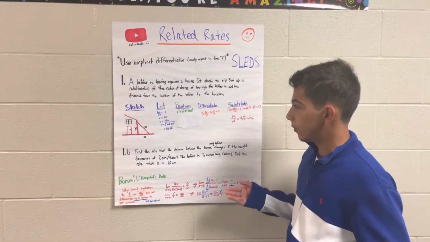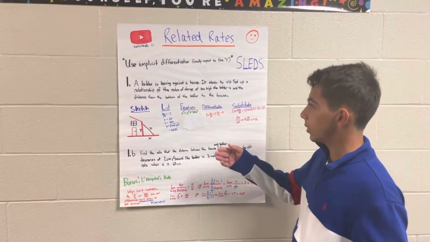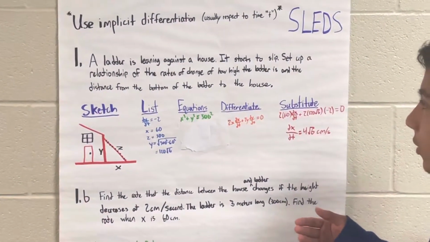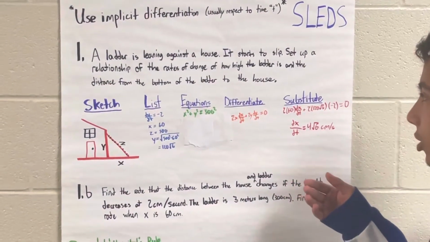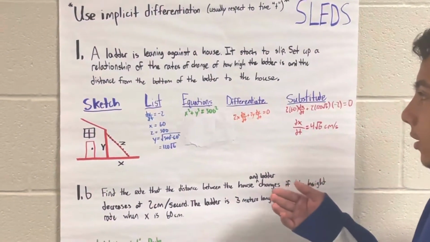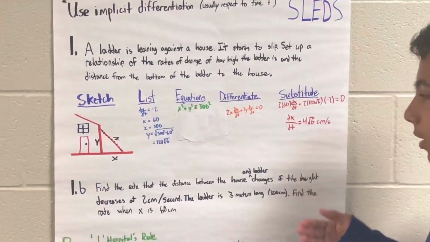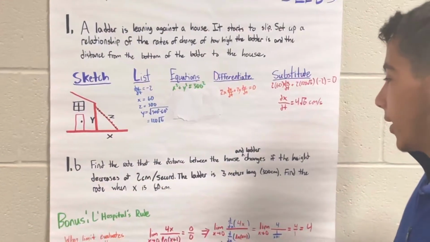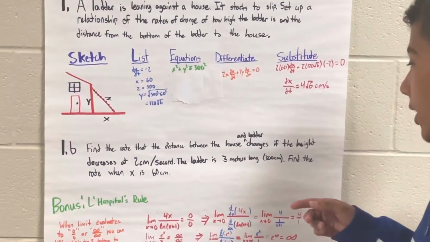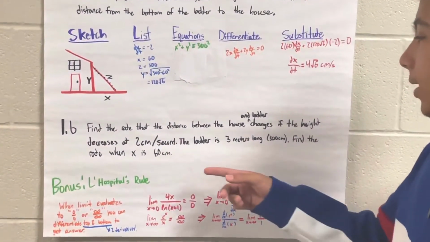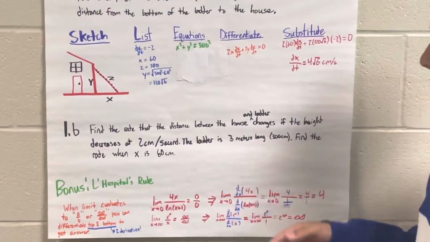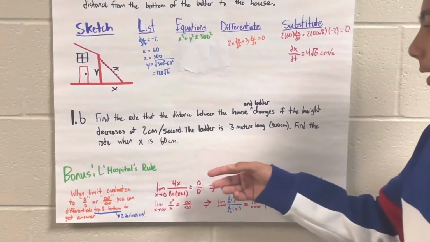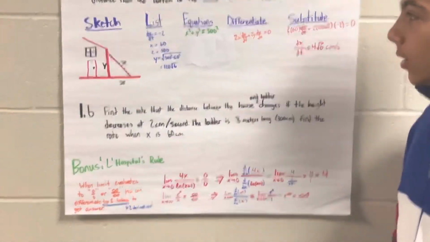So for our example problem, we have a ladder leaning against the house. It starts to slip. Then we set up a relationship of the rates of change of the ladder and the distance from the bottom of the ladder to the house. It's telling us to find the rate that the distance between the house and the ladder changes if the height decreases at 2 centimeters per second. We know the ladder is 3 meters long, or 300 centimeters, and we find the rate when x is 60 centimeters.